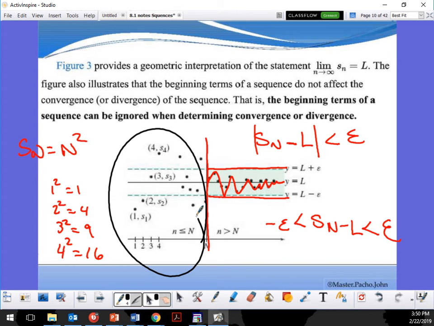Because if you notice right here, the beginning terms of a sequence can be ignored. So right here, this is the part they're referring to. What about the terms afterwards? Terms afterwards, then it's going to be divergent. If it doesn't stay there, it's going to diverge. So if it's not staying somewhere in between there, and you have a jump over here or somewhere at the end, then that means it's going to diverge. You wouldn't say that has a limit anymore, right? Just think of those as being a limit of a function.